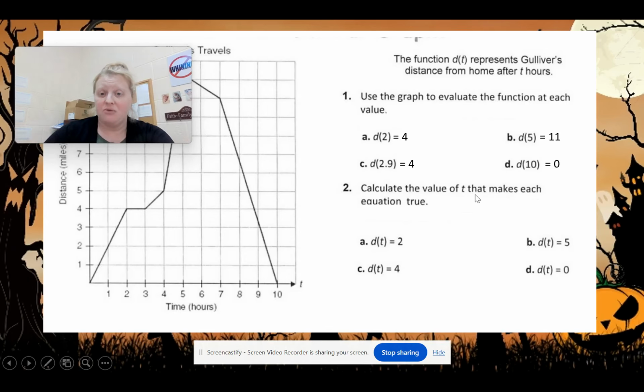Then we're going to try to switch it. This time you're finding the value of t that makes this equation true. That means you are finding the times in which 2 miles have been traveled. In other words, you're finding x when y is 2. So this time you're going to go up to 2 on the y-axis, and you're going to scan left and right. Obviously, we want to go right.